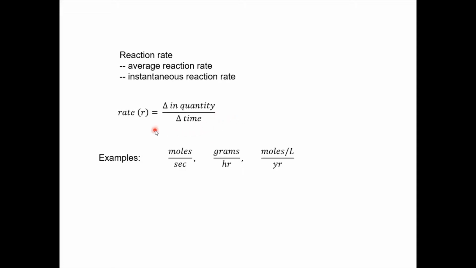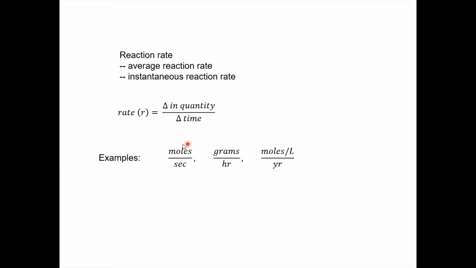Here I put some examples. Change in quantity. What do I mean by quantity? Well, quantities could be moles, they could be grams, they could be moles per liter, so their molarity, things like that. Any way that you can measure an amount of a substance, you can use that as the numerator of your rate. The denominator must be some type of time. And as we mentioned, some reactions are really fast, some reactions are really slow. So you might use seconds, minutes, hours, years, whatever is appropriate. It really depends on how fast the reaction is going.